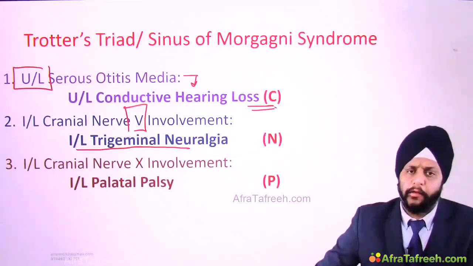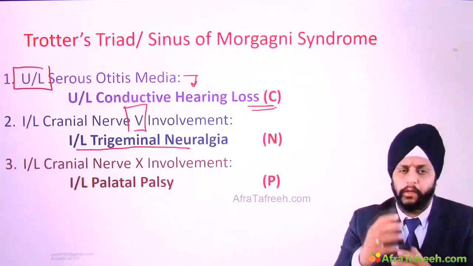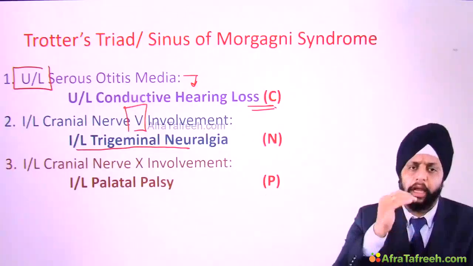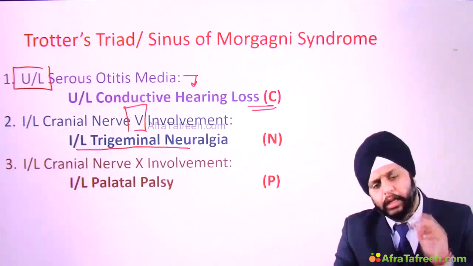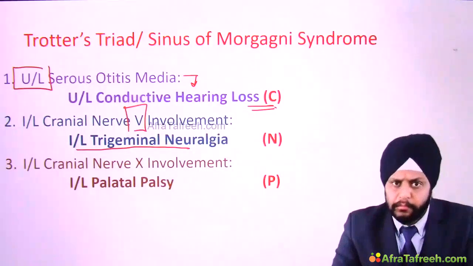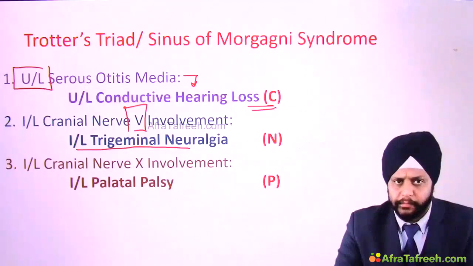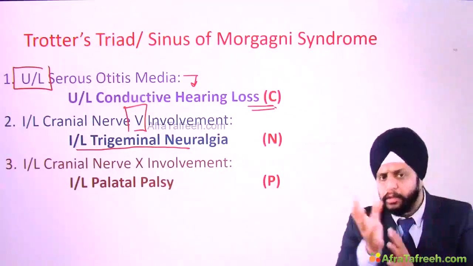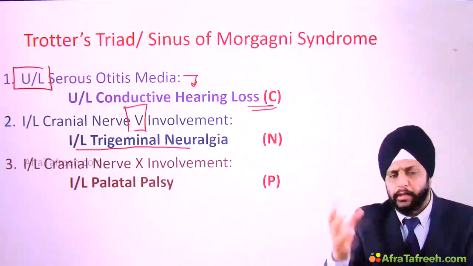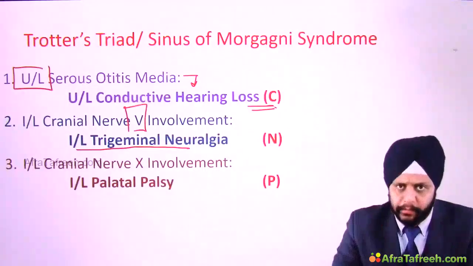Remember, the sinus of Morgagni is the space, the anatomical gap between the upper border of the superior constrictor and the skull base. From here, the NPC goes out and involves the skull base. So in that going out, it involves the eustachian tube, and then when it involves the skull base, it can cause multiple cranial nerve palsies.